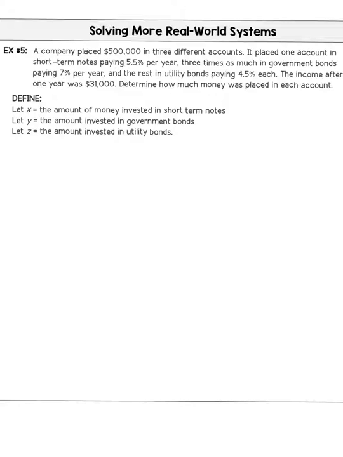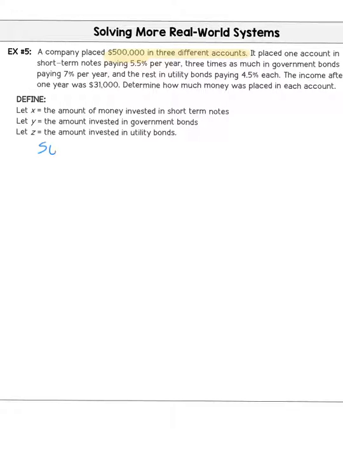So we are going to have to do a little bit of thinking here because we've got to come up with our system. So I want you to reread it and look for things that are like restrictions or things that we can add to something else. And something that really stands out is that the company placed $500,000 in 3 different accounts. So that means that this account plus this account plus this account has to add up to $500,000. So let's go ahead and write our system. Whoops.